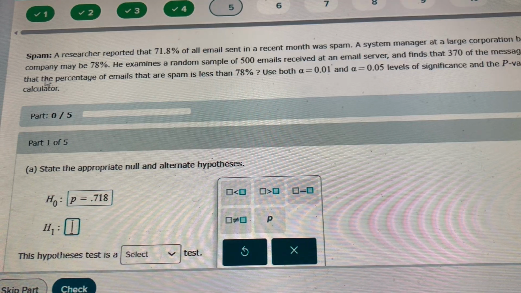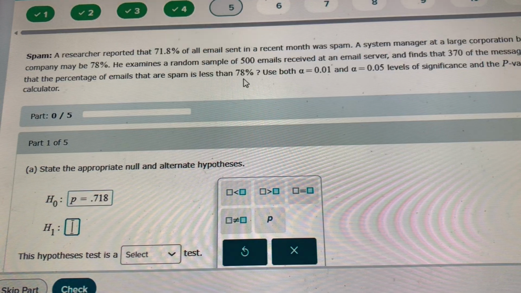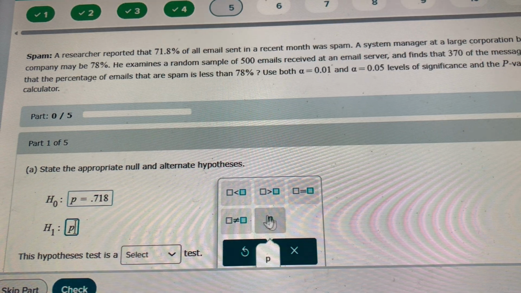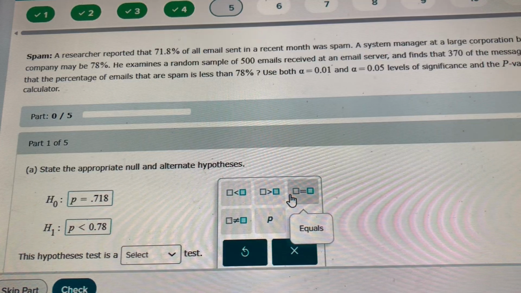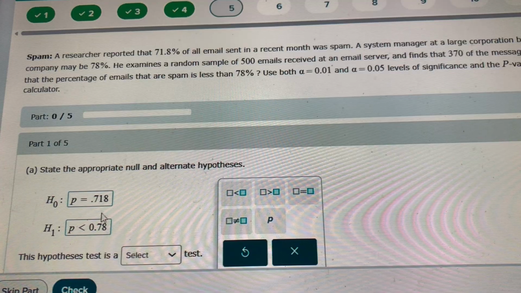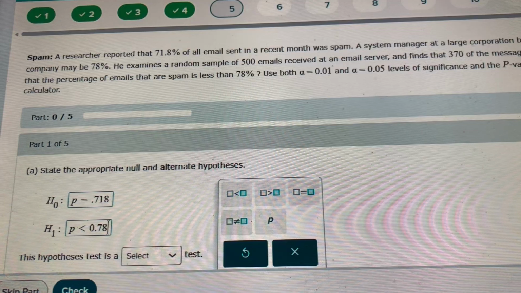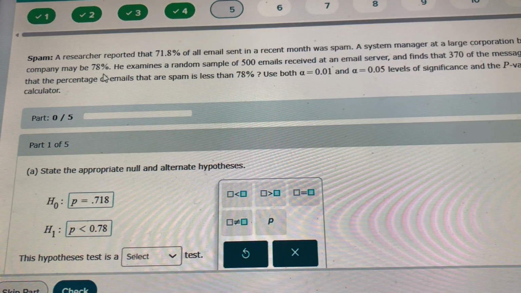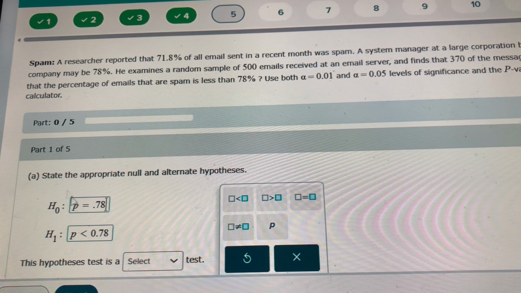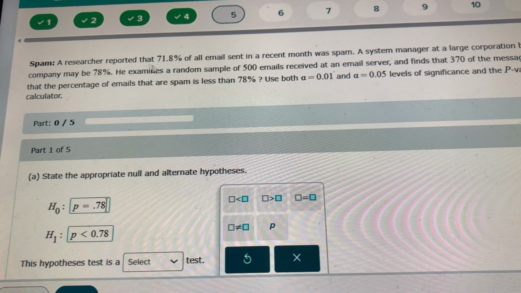And then in the question part, it says, can we conclude the percentage of emails that are spam is less than 78%? Oh, wait, no. The numbers didn't jive there. You shouldn't have one that's 71.8 and another one that's 78. But notice there's a second sentence that says a system manager at a corporation believes the percentage at his company may be 78. So that supersedes the first number. The claim is that it is 78, and then later we want to see if it is less than 78.